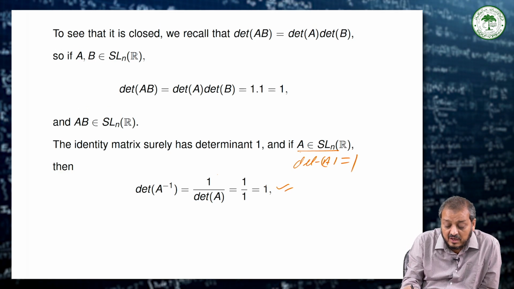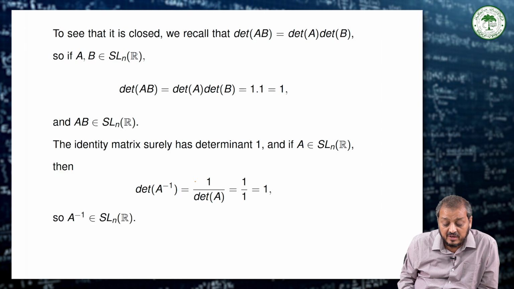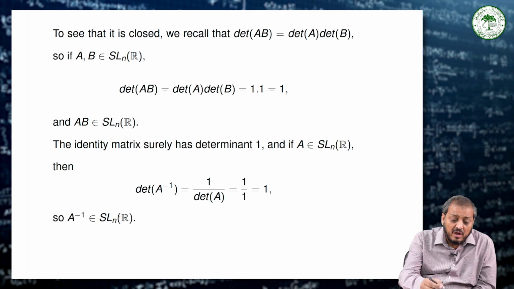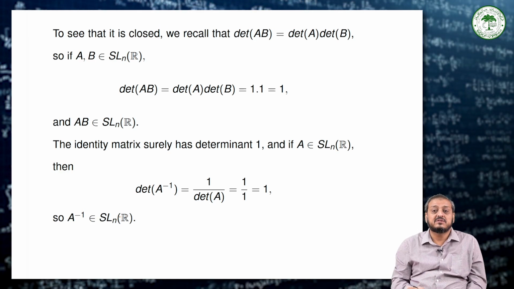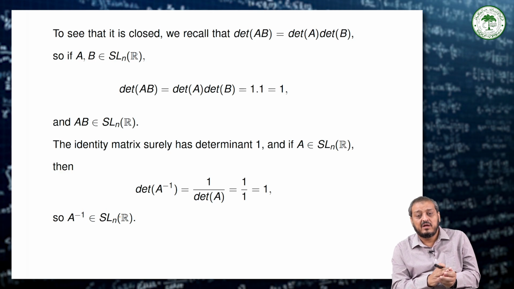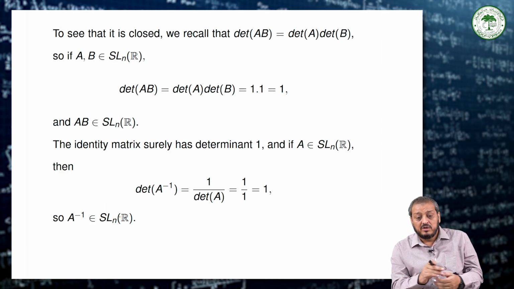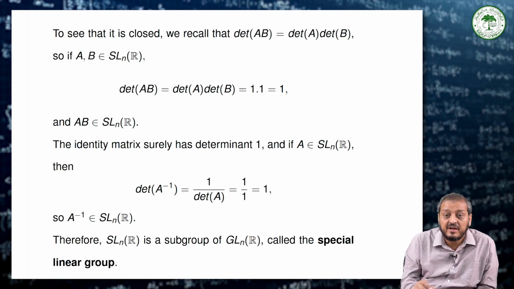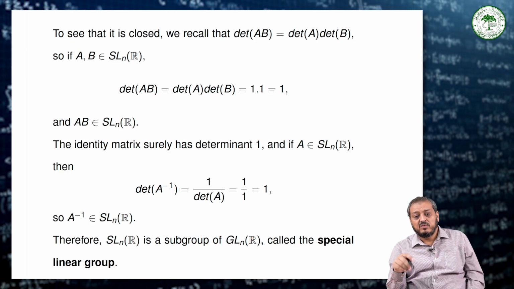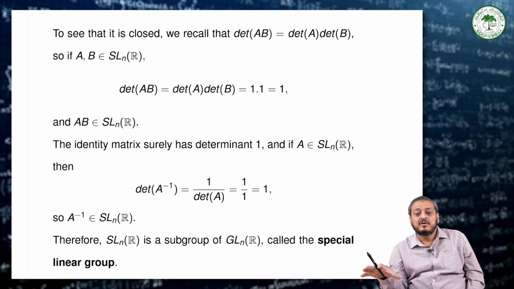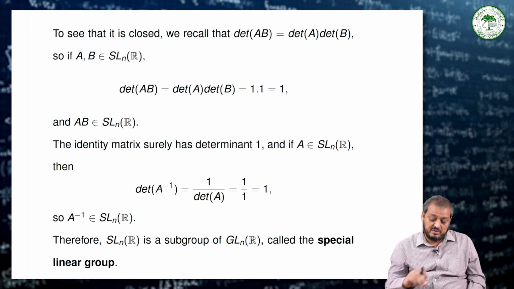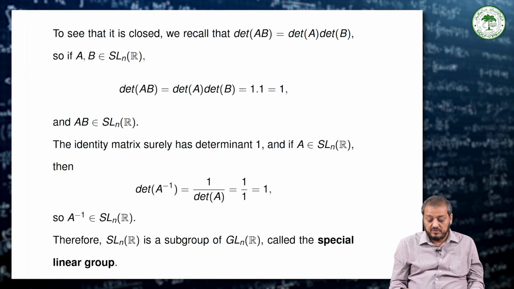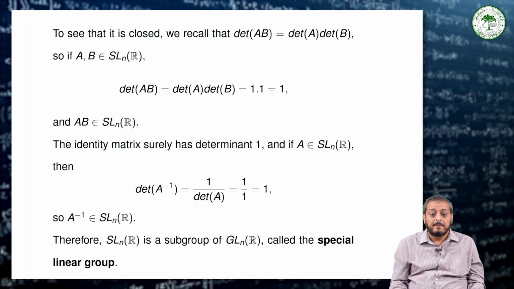If the determinant of A inverse is also equal to 1, that means we can say that A inverse is an element of SL(n, R). So under matrix multiplication, SL(n, R) forms a group, and this is clearly a subset. So we can say that SL(n, R) is a subgroup of GL(n, R), and we already explained that SL(n, R) is called the special linear group when we were discussing the properties and examples of a group.